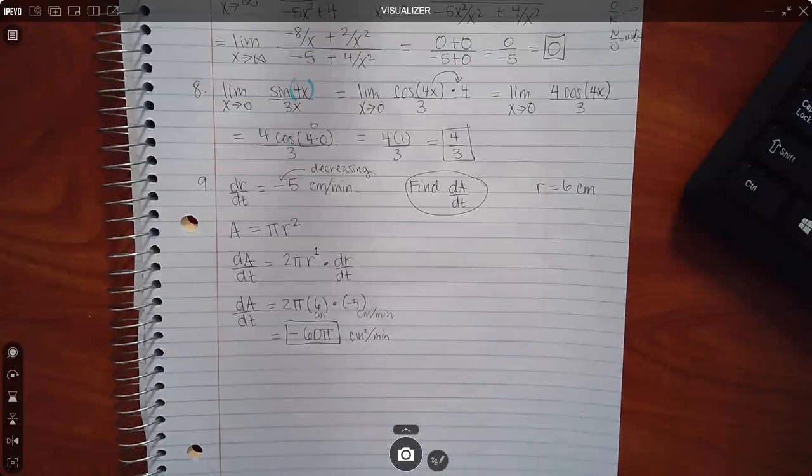No, no square. We brought down the 2 and then decreased the power by 1. We brought down the 2 and then took 1 away. So it's only 1 power. And I didn't need to write 1. I just didn't want it to look like an apostrophe. I made it look like one of those that they show you in kindergarten.